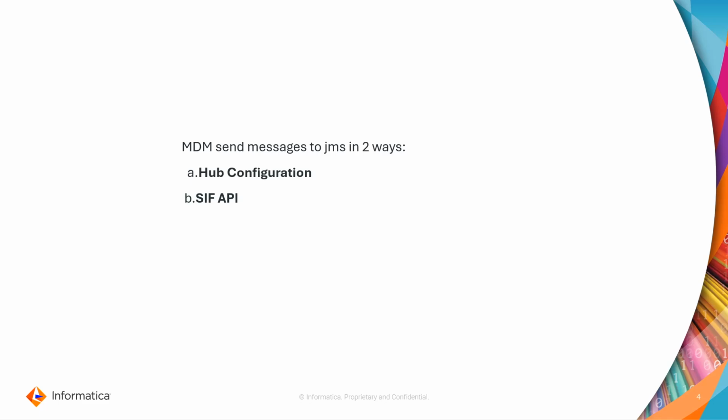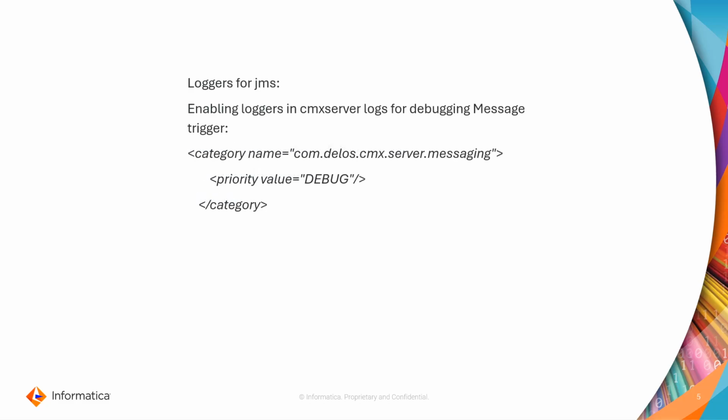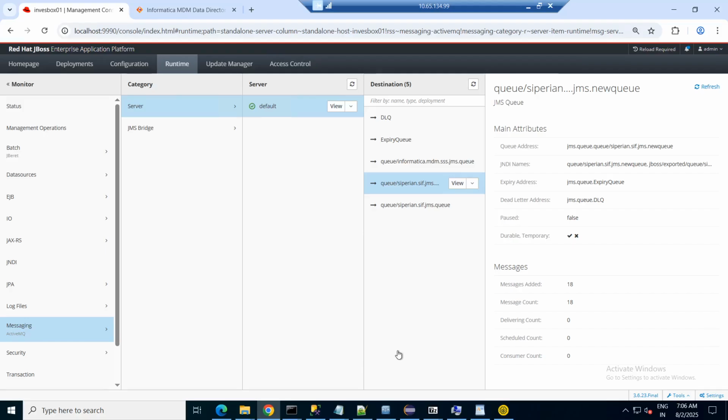This allows the client application to asynchronously receive and handle the responses, which improves the system scalability and responsiveness. Additionally, using JMS correlation ID helps correlate requests with their replies for effective tracking. You can also use these loggers for debugging message triggers in CMX server logs. In this video, I will be demonstrating option B via SIF API in 10.5 HF4 MDM.